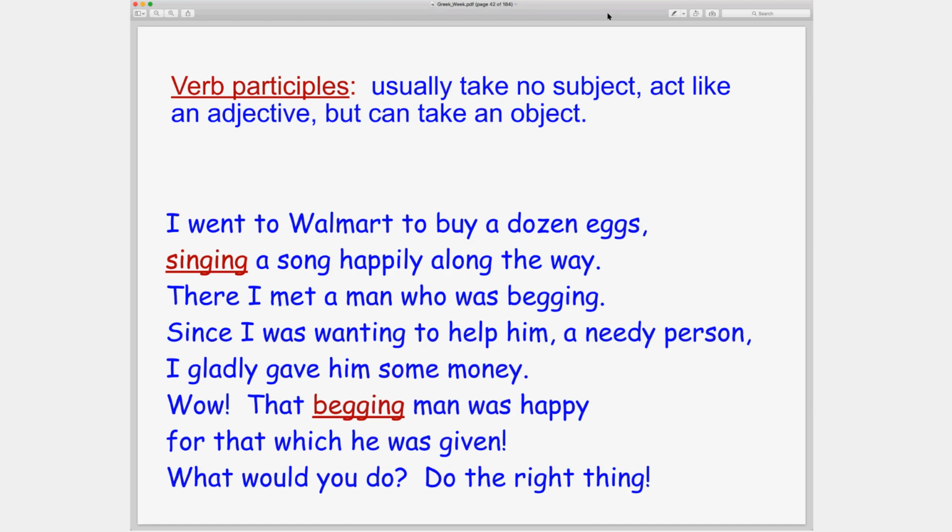Notice in begging, that is not the subject. I'm not saying he was begging. I'm saying that what? That man. What kind of man? A begging man. That's a participle.